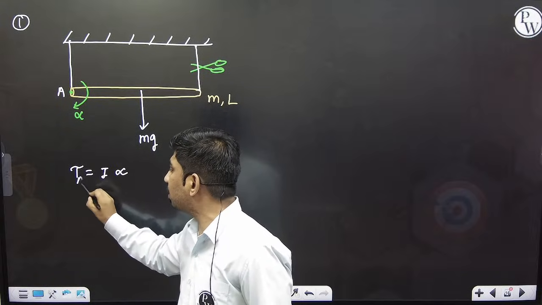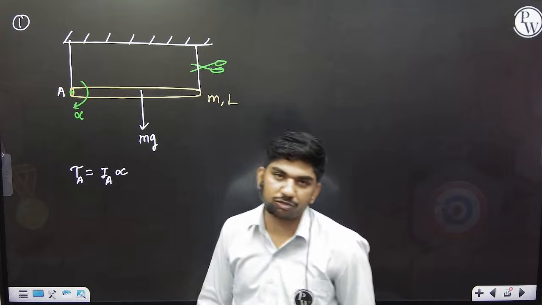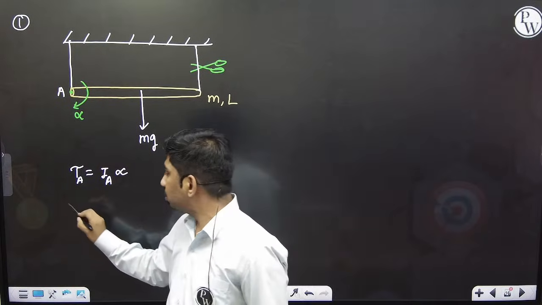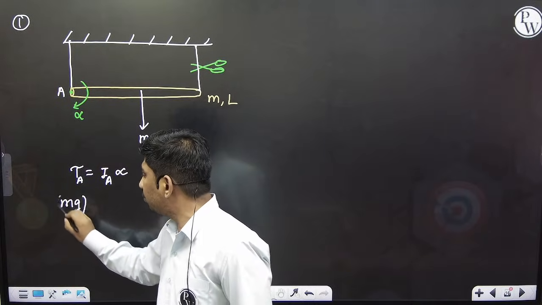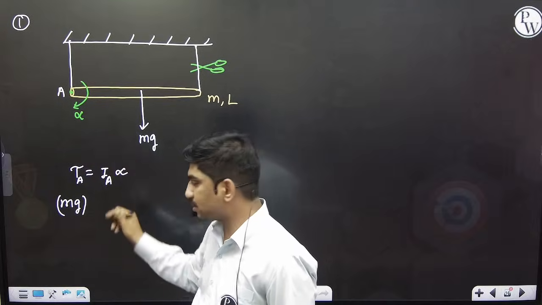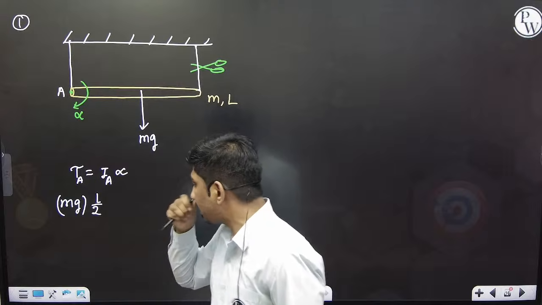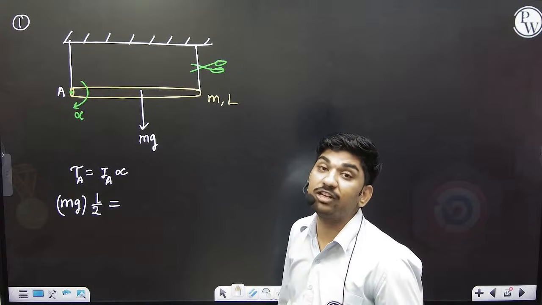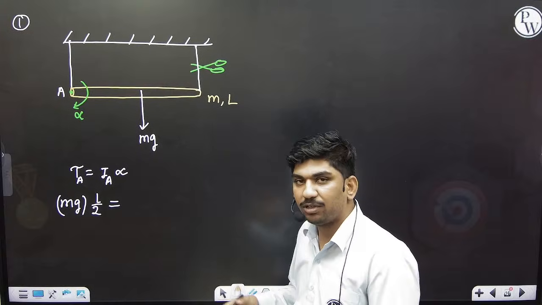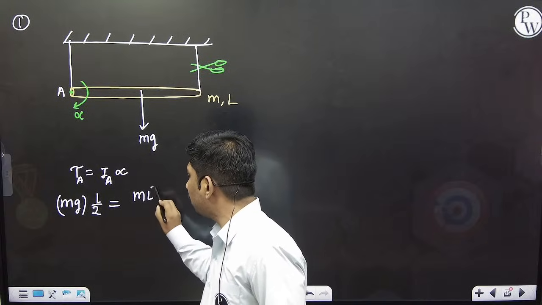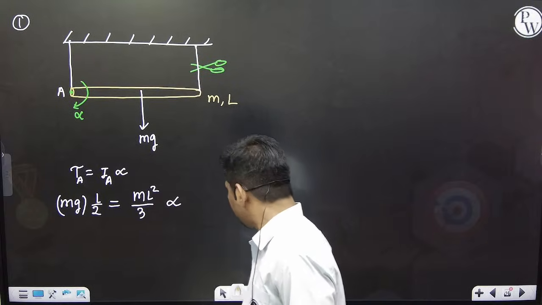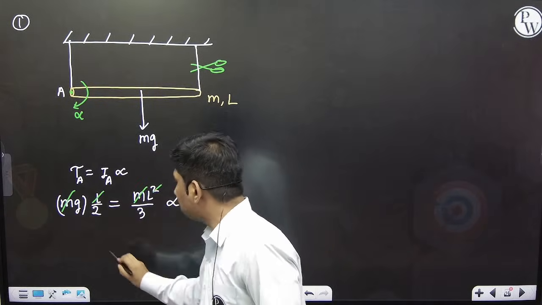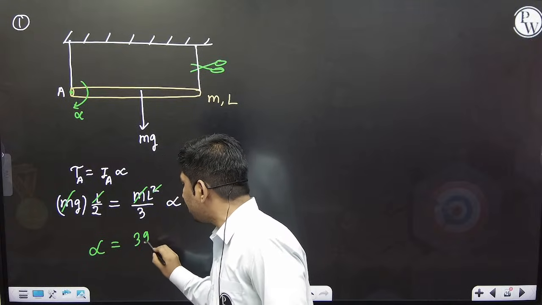I alpha. If we are writing about point A, we should write the moment of inertia of the rod about point A, and that is an end point of the rod. So what is tau? It is nothing but force mg into perpendicular distance, the COM distance, L by 2. So we can write the moment of inertia of a thin rod about the end point as mL square by 3, into alpha. So from here, m will be gone, L will be gone, and alpha is 3g divided by 2L.